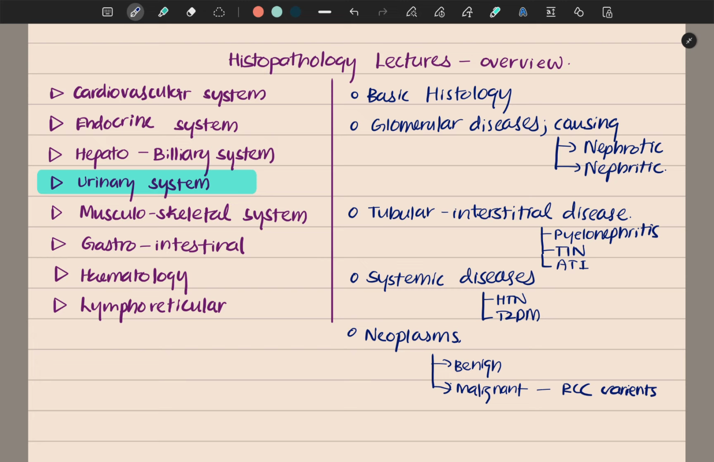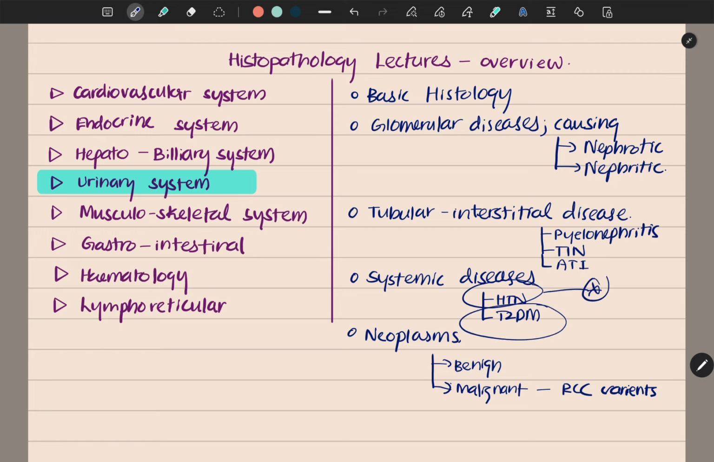Then we talked about tubular interstitial diseases. We talked about pyelonephritis, tubular interstitial nephritis, and acute tubular injury. Then one of the most important things here is the systemic diseases and the related changes in the kidneys.